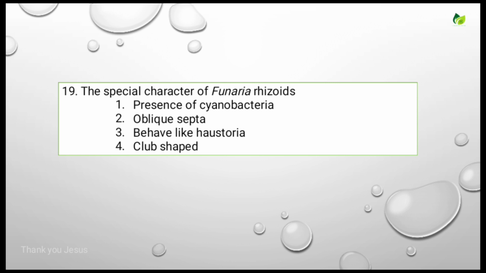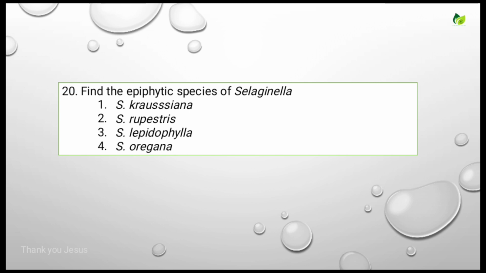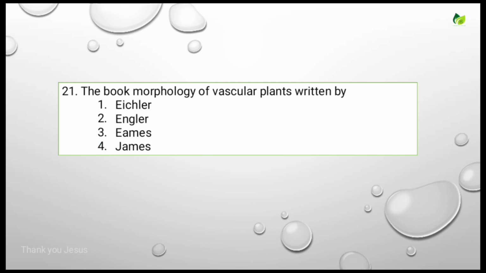So, the special character of Funaria rhizoids. So, options are presence of cyanobacteria, oblique septa, behave like Hostoria, club shaped. The correct answer is, so the Funaria rhizoids are having oblique septa. That is a special feature of Funaria. Let's see the next question. Find the epiphytic species of Salazinella. Options are Salazinella cruciana, Salazinella rupestris, Salazinella lepidophylla, Salazinella origana. The correct answer is Salazinella origana is an epiphytic species. Let's see the next question.